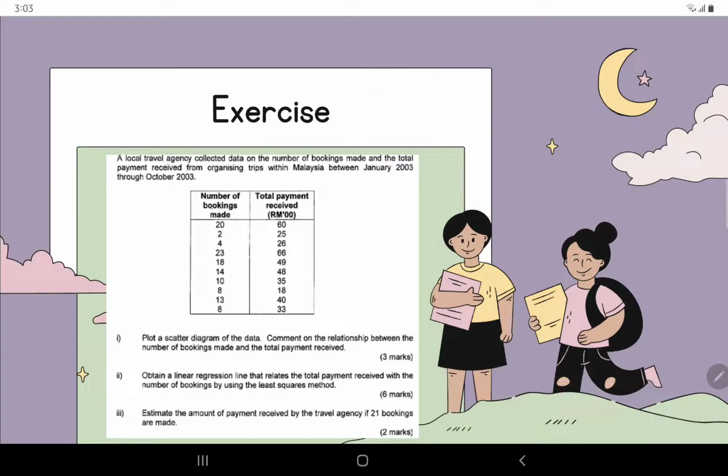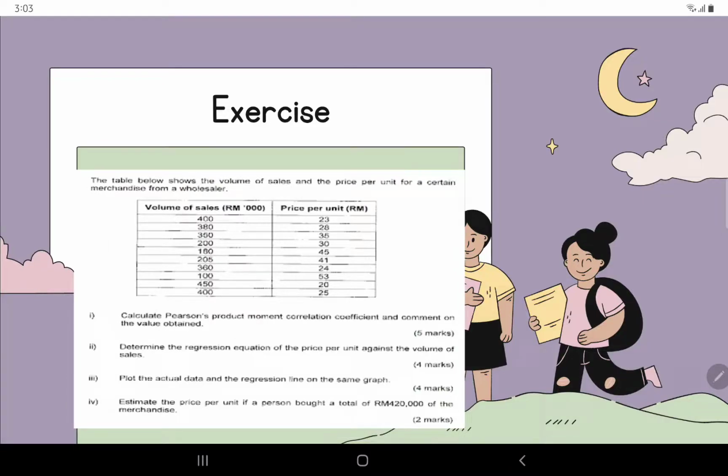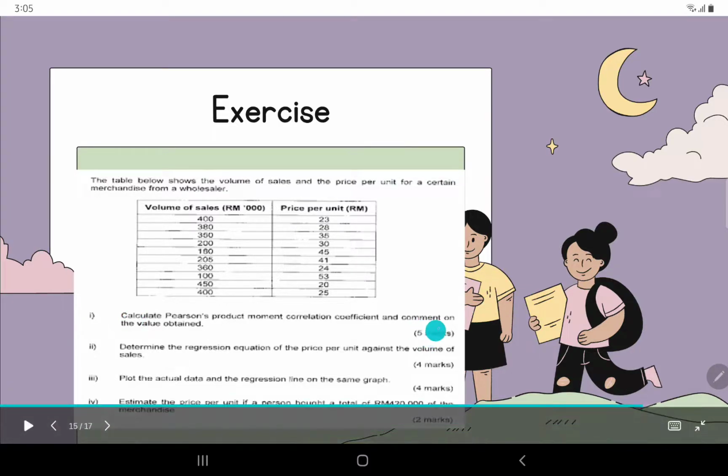Okay, next slide. Okay, ni next example lah. Next example ni sama, lebih kurang macam soalan tadi. First one, calculate the Pearson product moment correlation coefficient and comment on the value obtained. So, kita nak cari R. Gunakan formula Pearson yang kita belajar minggu lepas. You all tengok dekat sini 5 marks. So, you all kena guna formula lah.